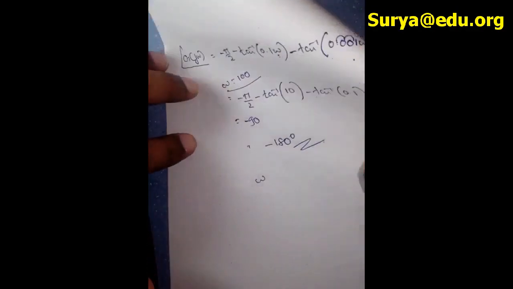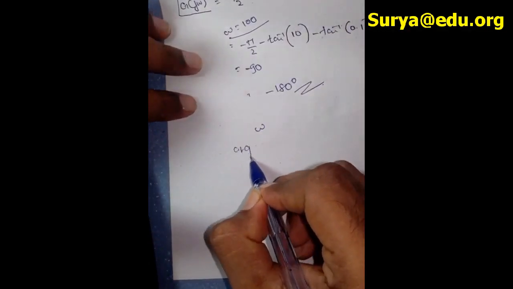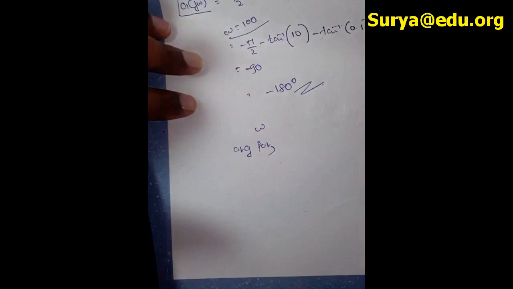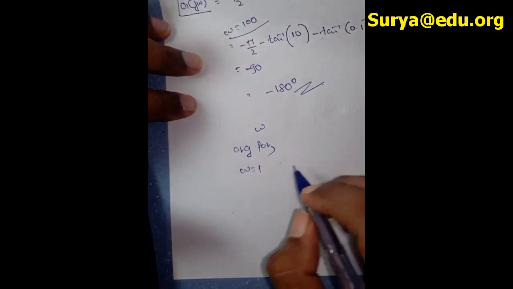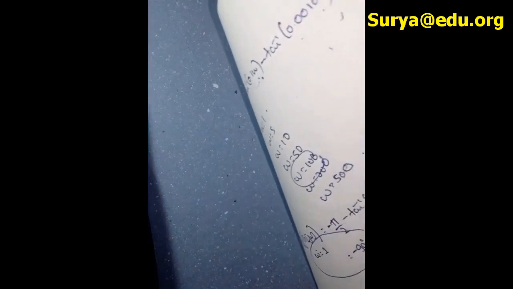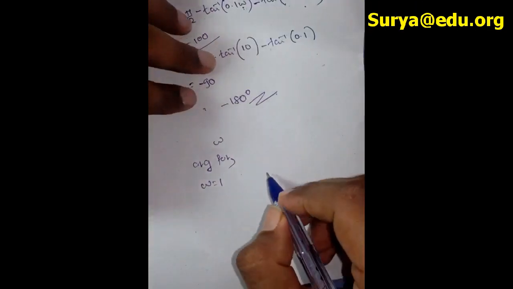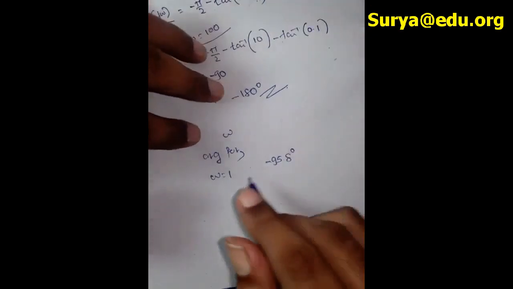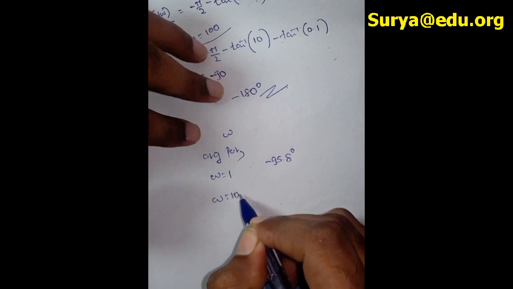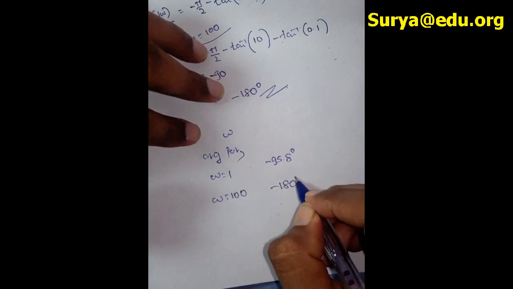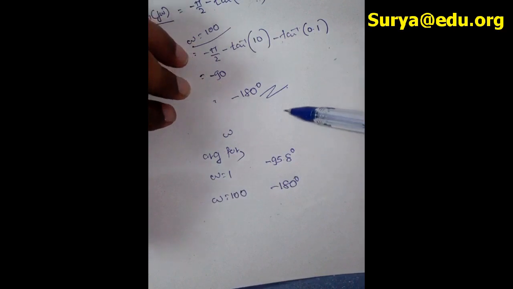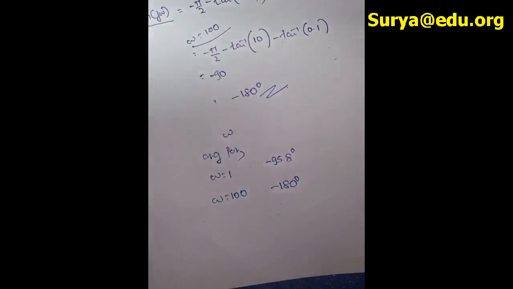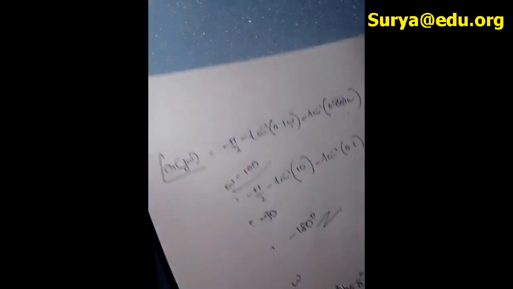Okay, so now let's see. Argument for omega equals 1 you calculated. So what was it? Minus 95.8 degrees, and also you calculated for omega equals 100. So what is it? Minus 180 degrees. So like that you have to calculate this for some certain values. Okay, I will do the calculation for one more angle.